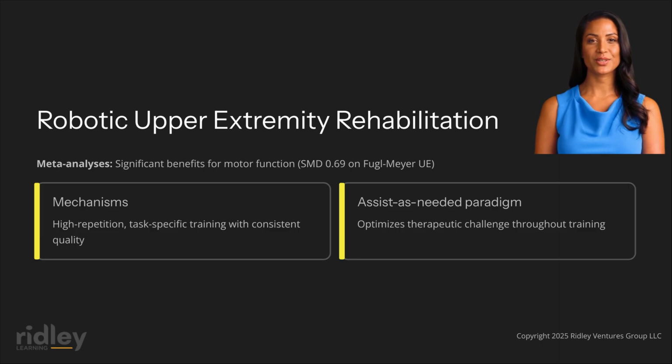learning and patient engagement. Different robotic systems offer varying degrees of assistance, from fully assistive devices that guide passive movement through active assistive systems that provide support only as needed to resistive systems that challenge patients to work against the device. The assist-as-needed paradigm, which automatically adjusts assistance levels based on patient performance, represents a particularly promising approach for optimizing the therapeutic challenge level throughout the training session and across the recovery trajectory.